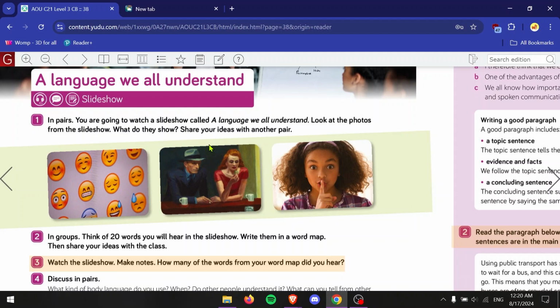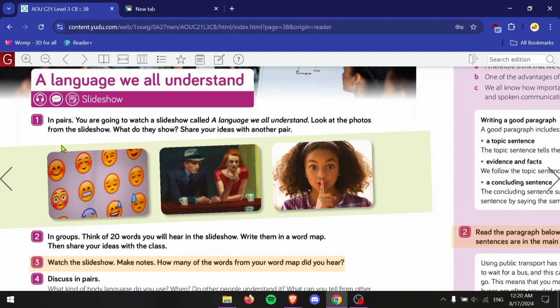What I'd like you to do is pause the video. If you are in pairs in a classroom, take a look at the pictures and discuss it with your partner. What do you think is going on in the pictures? What do you think it conveys? What do you think you're going to be seeing in the slideshow? If you're alone, you're going to do the same thing, but alone instead of with a partner. Just take a look at the pictures. Think about what you're going to be looking at in the slideshow, what you think each picture represents, and what it means.